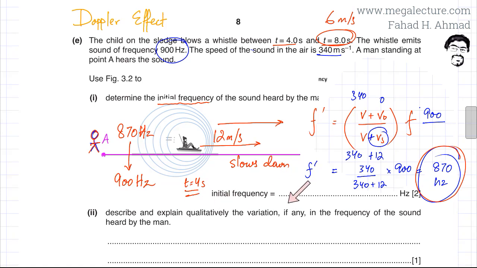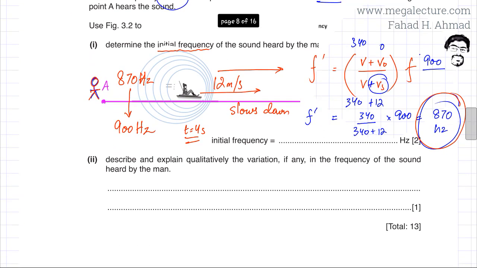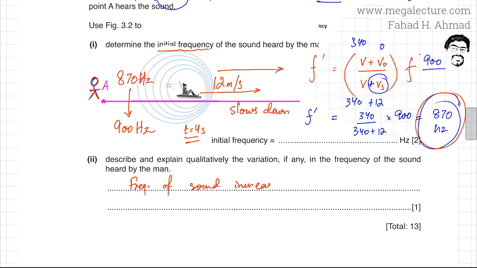So the answer to this question, qualitatively, what happens to the frequency of the sound: write that the frequency of sound increases. And eventually the Doppler effect would be minimum. The frequency of sound increases because the sledge velocity decreases. So gradually the sledge velocity is going to decrease.